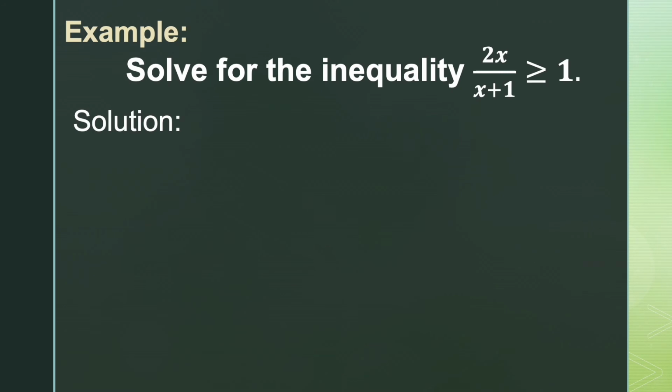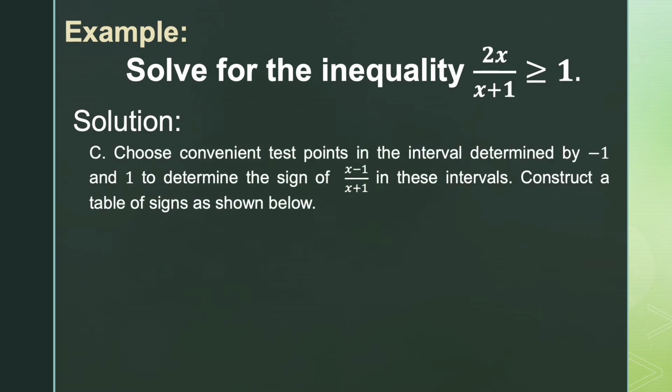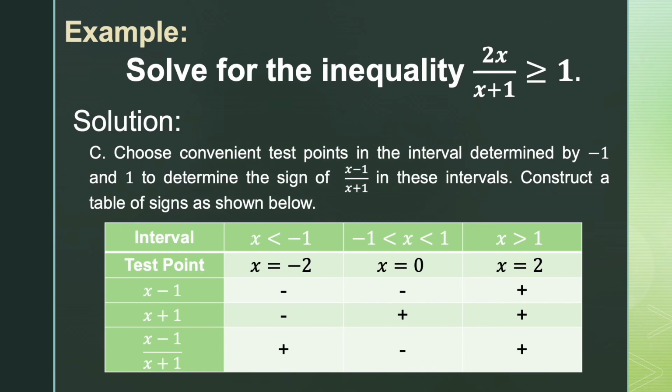For step C, choose convenient test points in the intervals determined by negative 1 and 1 to determine the sign of (x minus 1) over (x plus 1) in these intervals. Construct a table of signs as shown below.